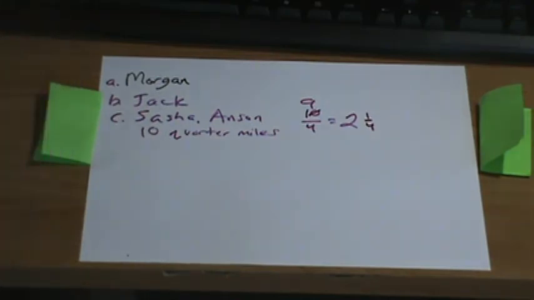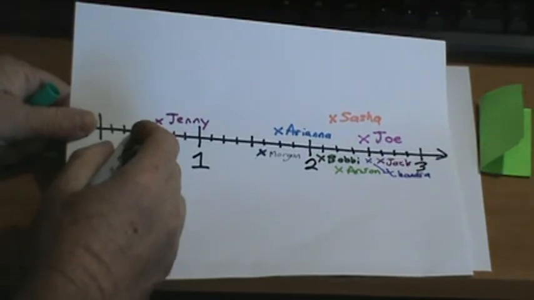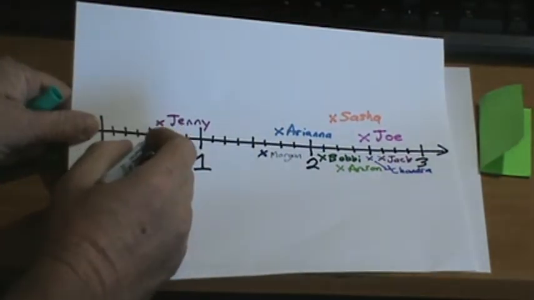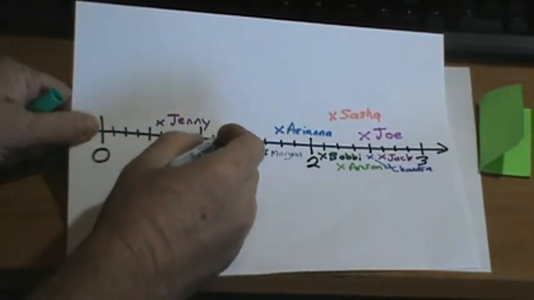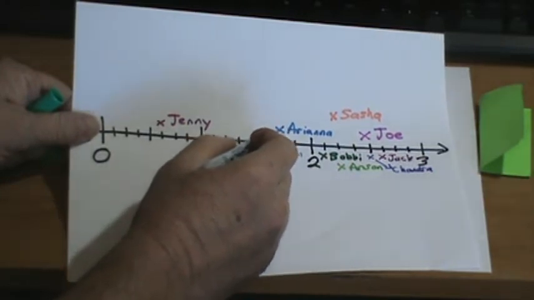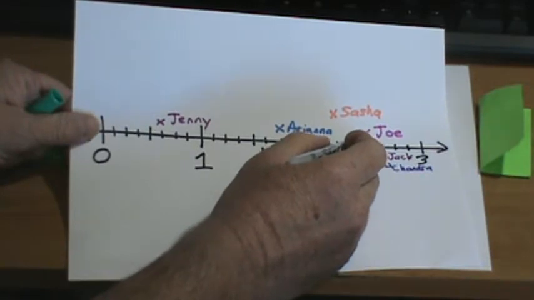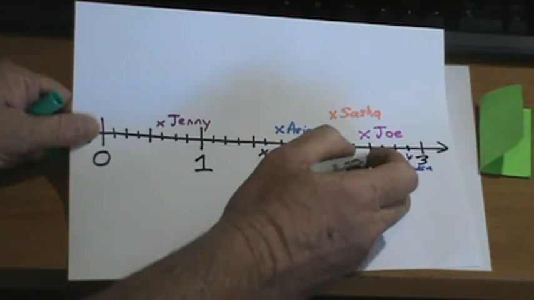Okay, our next one, D. What is the difference in miles between the longest and shortest distance run? Wow. So let's take a look. Jenny is the shortest, and Jack is the longest. So let's just count by 8, okay? Because we broke our miles into 8s. 1, 2, 3, 4, 5, 6, 7, 8. 1 mile. 1, 2, 3, 4, 5, 6, 7, 8. 2 miles. And then we have this one more to go, and remember we broke into 8s, so it'd be 2 and 1/8.